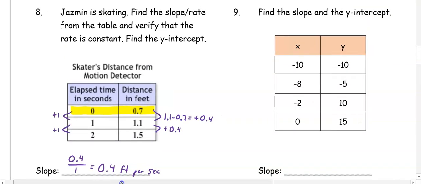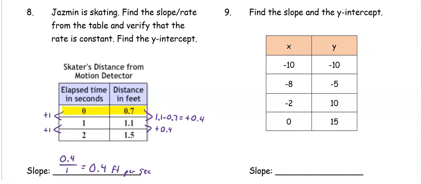In number 9, we want to find the slope and the y-intercept. So if we look at our change in y from -10 to -5, we are increasing by 5, so plus 5. From -5 to 10, we added 15. And from 10 to 15, we added 5. If we look at the x's, from -10 to -8, we added 2.